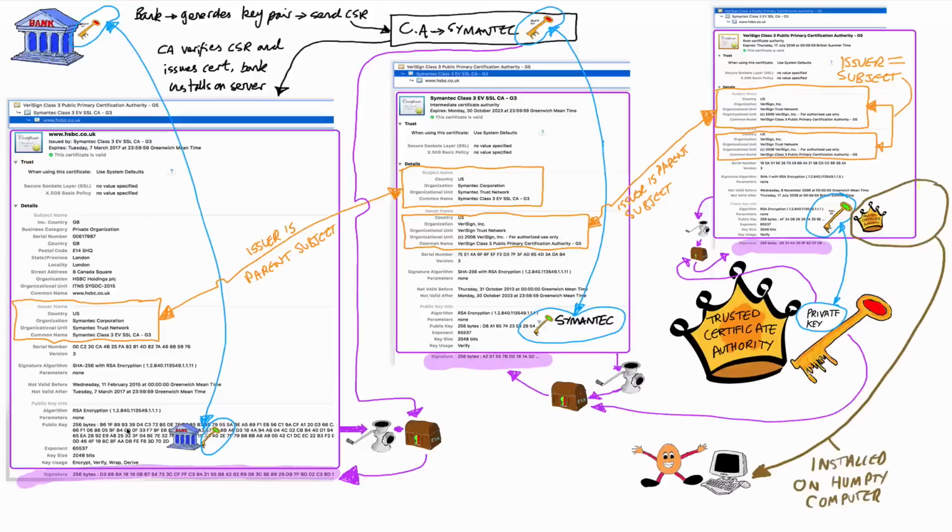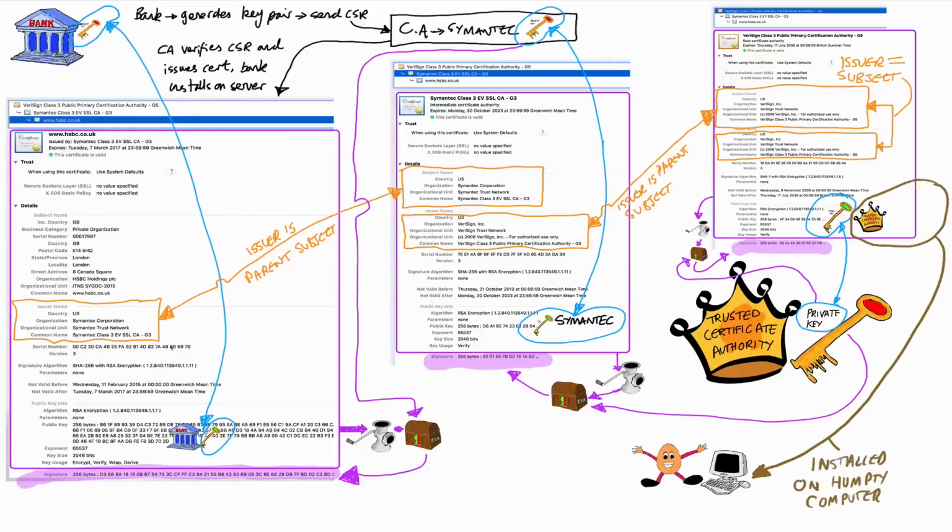Now, the problem is that HSBC can't just generate their own certificate and say, right, we're HSBC, this is the public key that we've just generated, here's our address, and so on, because any man in the middle receiving a certificate from HSBC knows that could have been done by anybody.